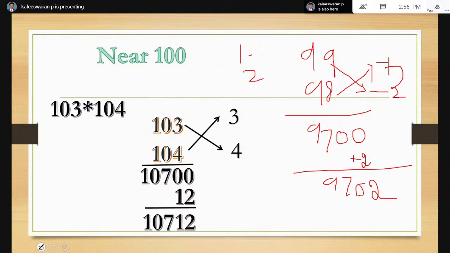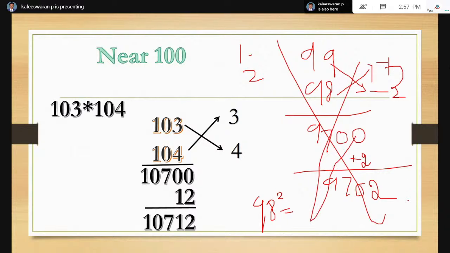Now, what is 98 square? Can anyone tell the answer? So don't go with a traditional mathematical approach, 98 into 98, or other 98 square shortcuts like last digit square and multiplying all the numbers. Another shortcut is there for multiplying 98 square.